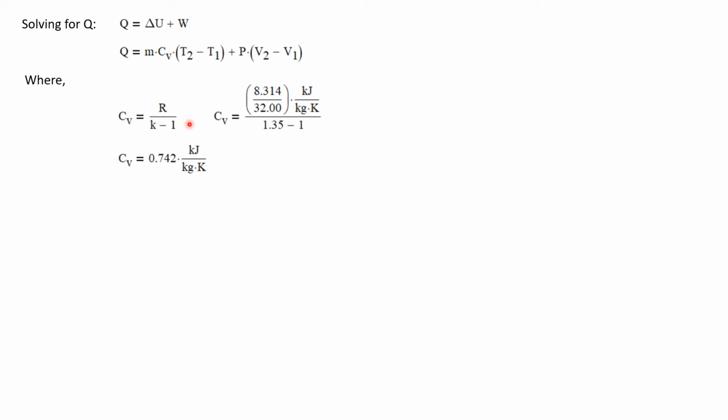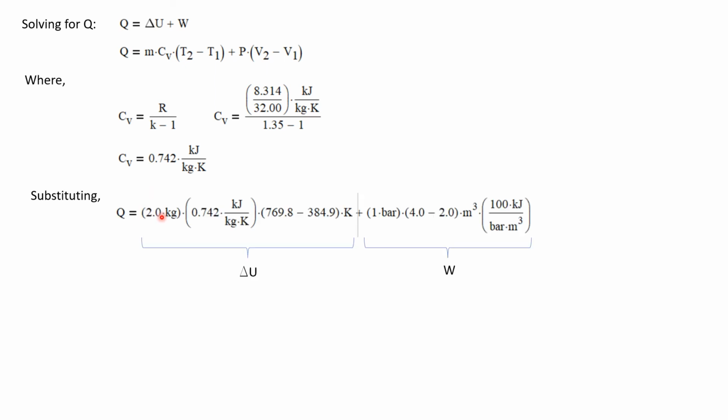We have all the information we need to calculate C sub V. The gas constant is 8.314 divided by the molecular weight of 32, that quotient having units of kilojoules per kilogram K. The value of k was given as 1.35. So C sub V is 0.742 kilojoules per kilogram K. So now I have everything I need to solve for the heat transfer.